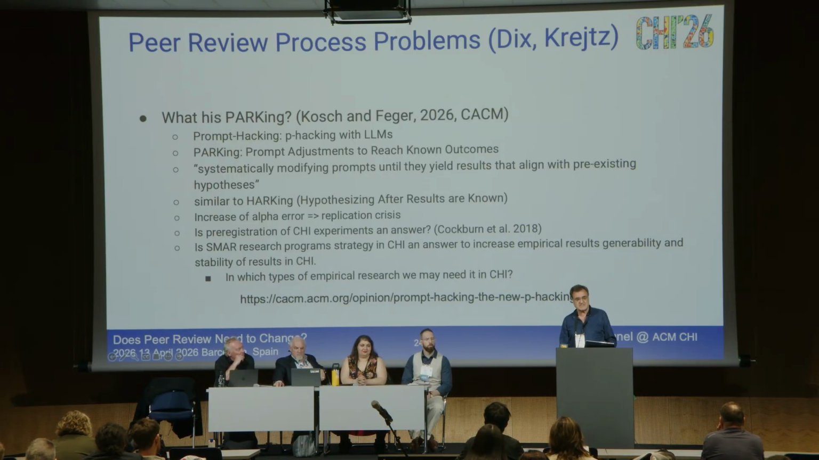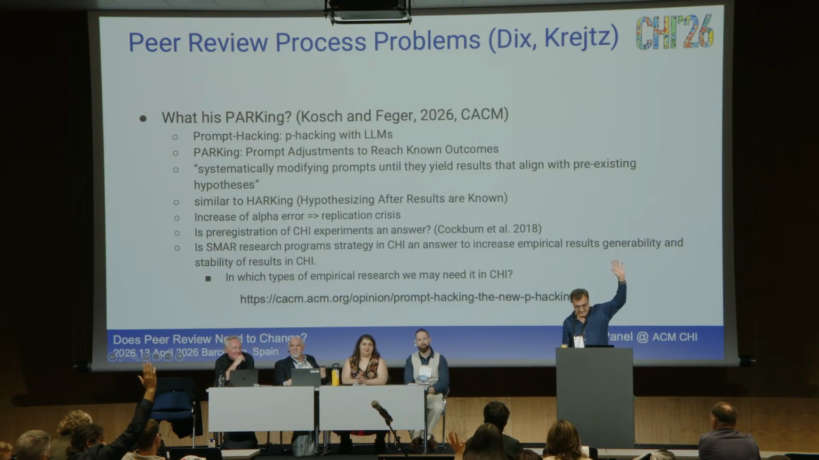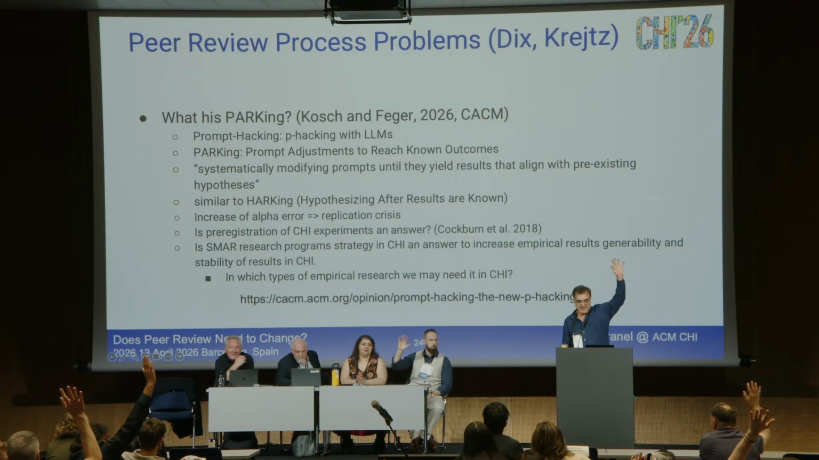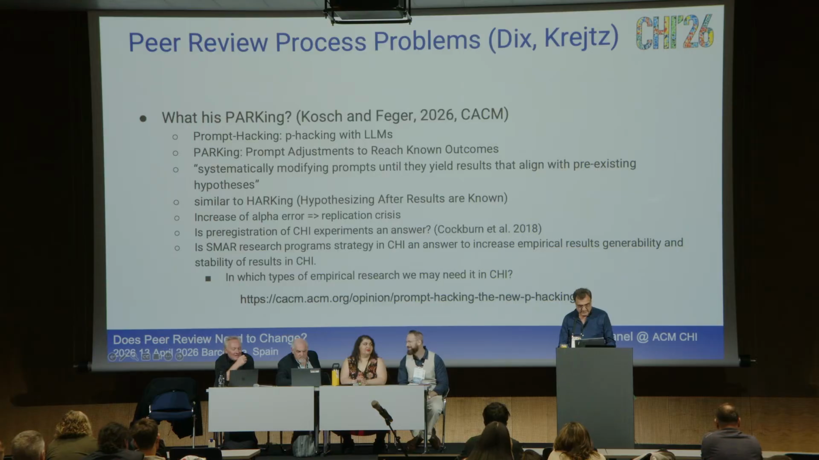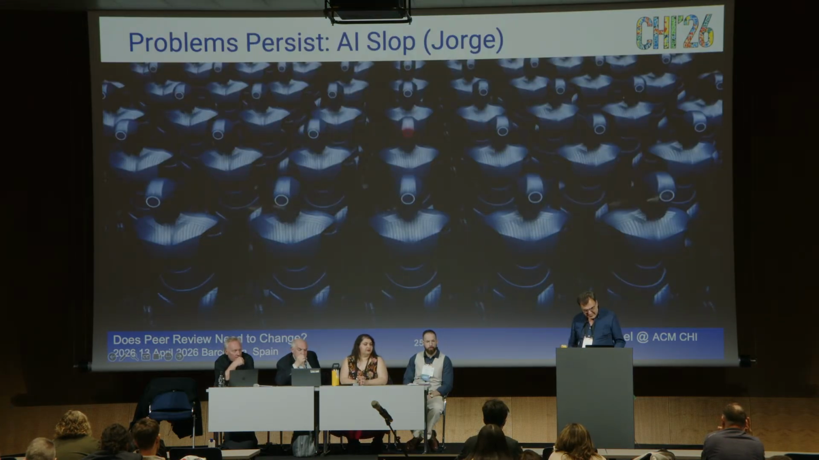Just by a show of hands, how many of you think that CHI would benefit from having a pre-registration before the papers are submitted? Okay, a sizable minority. How about SMAR? Should we have small modifications and replication? Another small minority. Yes, we are all for novelty. And with that, there is an interesting paper in the Communications of the ACM, Prompt Hacking, the New P-Hacking, that I would recommend you revisit.